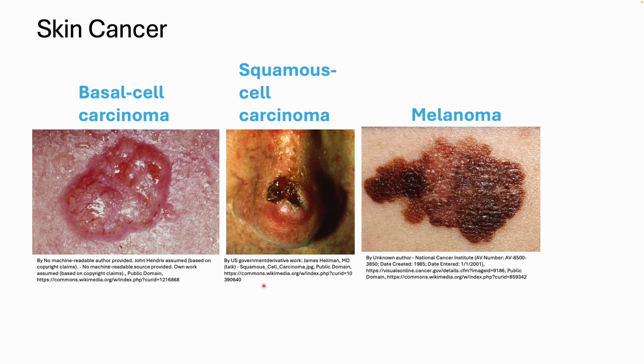And then the most serious type, but fortunately the least common, are melanomas. These are going to be cancer of melanocytes in our epidermis. They are highly metastatic and resistant to chemo. Only about 1% of skin cancers are caused by melanomas, but most skin cancer deaths are caused by them.